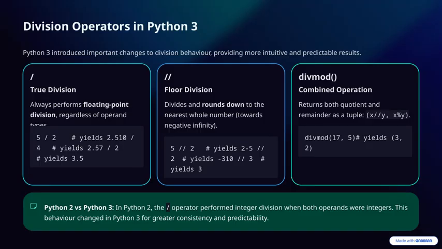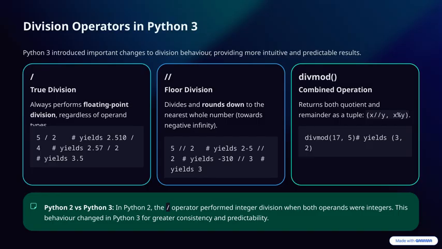Let's talk about division operators in Python 3. Python 3 made some important changes here to make division more intuitive and predictable. First, there's the slash operator. This performs what we call true division, meaning it always gives us a floating point result, no matter what types of numbers we're dividing. So, for example, 5 divided by 2 using the slash will give us 2.5. Similarly, 4 divided by 2 results in 2.0, and 2 divided by 2 gives us 1.0.